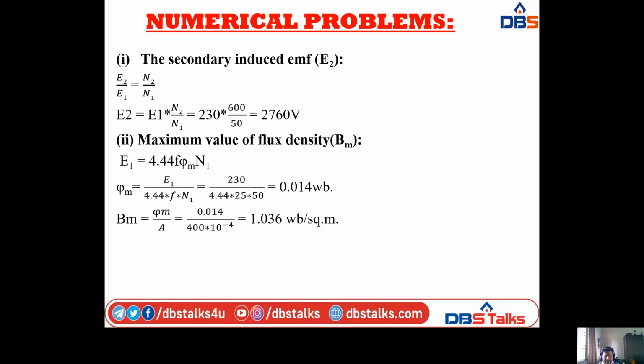Bm is equal to phi m by A, 0.014 divided by 400 into 10 power minus 4. So flux density is equal to 1.036 Weber per square meter. Like that you have to determine the flux and the flux density. Sometimes they ask for the area of cross section. The flux density value is given, along with all the remaining values. Determine A. So E is equal to 4.44 F Bm A N1. A is equal to E1 by 4.44 F Bm N1. Like that you can determine the area of cross section also.